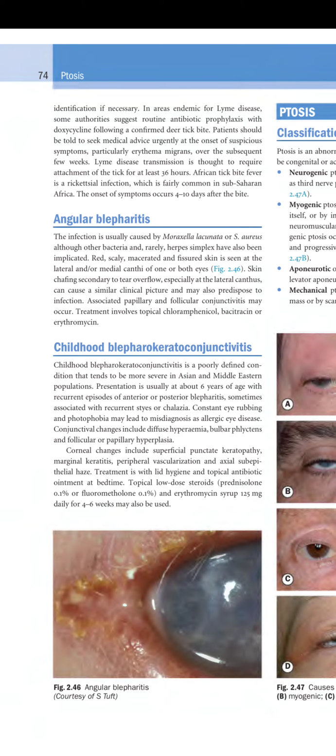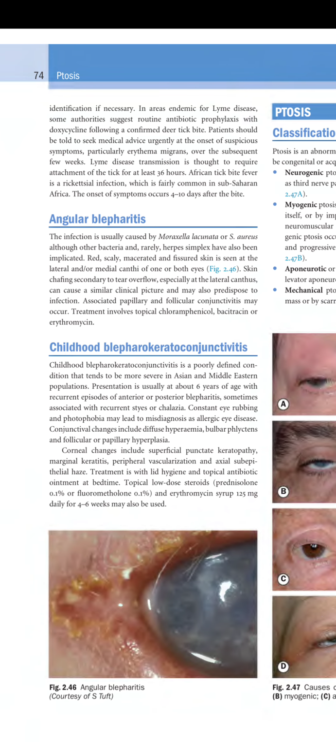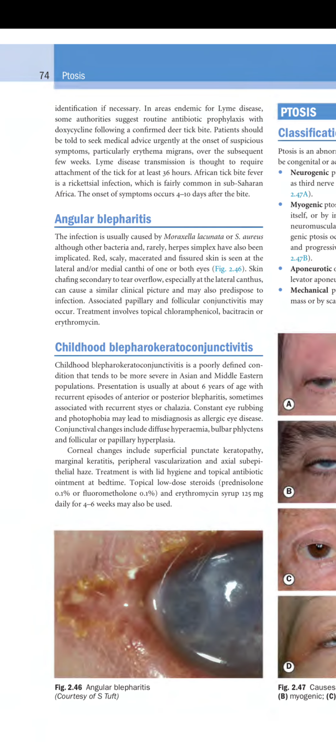Angular blepharitis. The infection is usually caused by Moraxella lacunata or Staph aureus, although other bacteria and rarely herpes simplex have also been implicated. Red, scaly, macerated, fissured skin is seen at the lateral or medial canthi of one or both eyes. Skin chafing secondary to tear overflow, especially at the lateral canthus, can cause a similar clinical picture and may also predispose to infection. Associated papillary and follicular conjunctivitis may occur. Treatment involves topical chloramphenicol, bacitracin, or erythromycin.